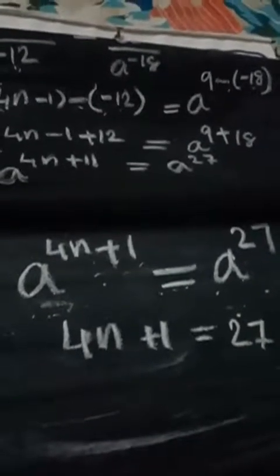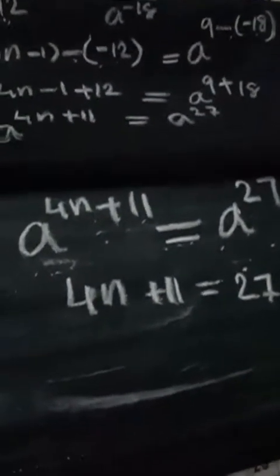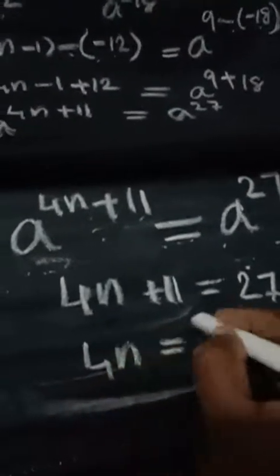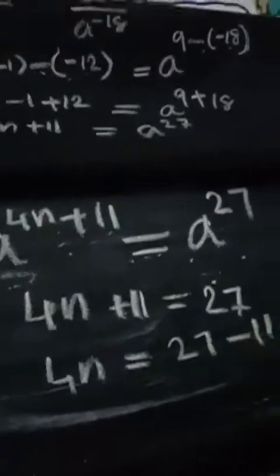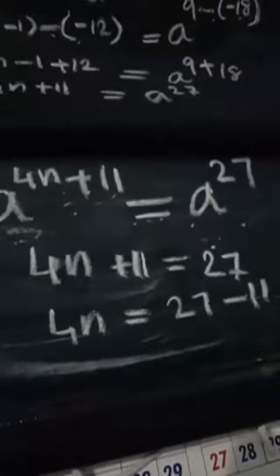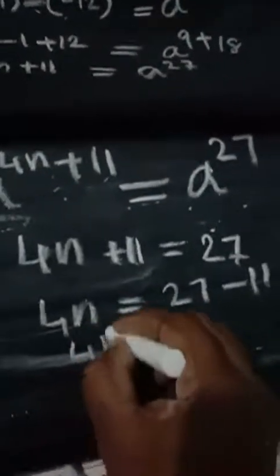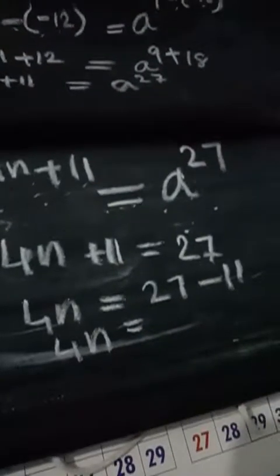Okay, 4n plus 1, not 1, 11. 4n plus 11 is equal to 27. That is 4n is equal to 27 minus 11. This plus 11 goes to the opposite side, that becomes minus 11. That is 4n is equal to, what is 27 minus 11?